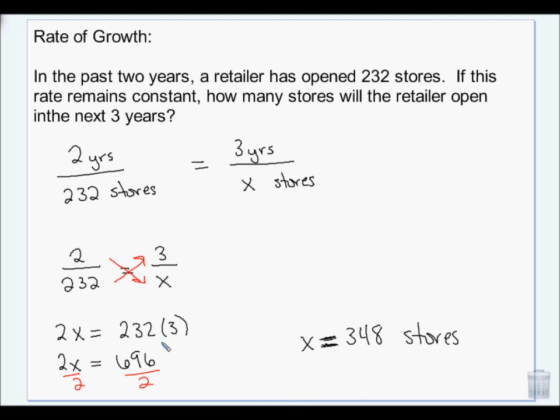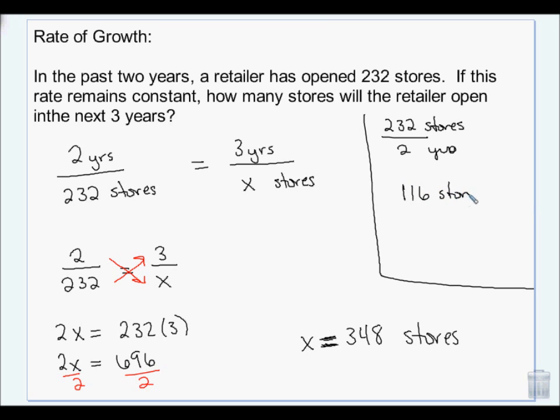Now that's not the only way to solve this problem. I could have figured out another way that I could have done it. So there's more than one way, right? I can say if she did 232 stores in 2 years, that meant she did 116 stores per year. And then I could have multiplied that times 3 years, and I would have gotten the same.